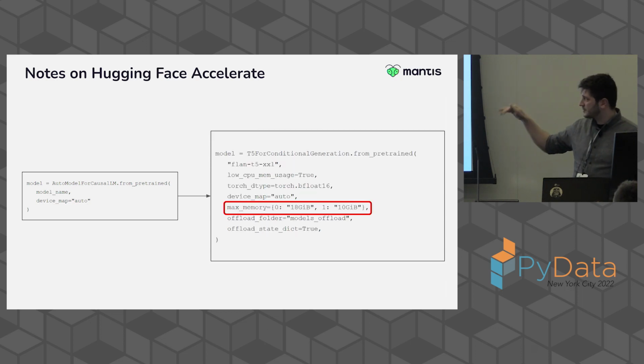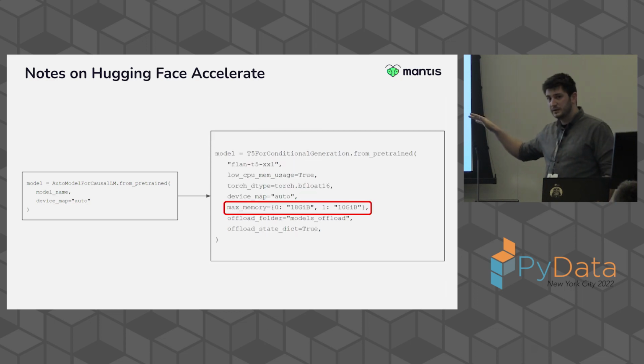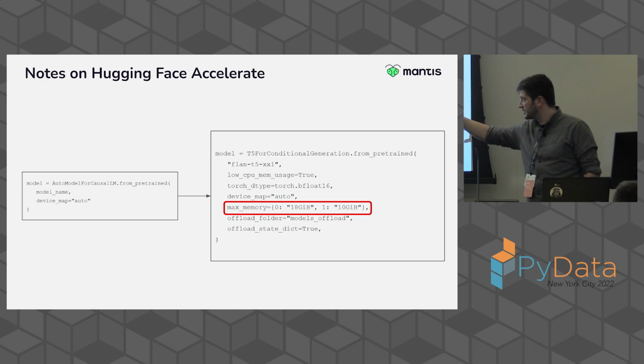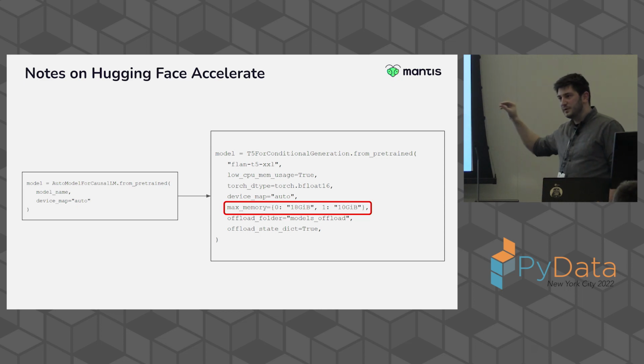But this has actually been sorted quite a bit recently. Now you just have to do this max memory thing and say for each GPU, hey, use just this amount, right? For example, in our case, this is a 2 GPU instance with 24 gigabytes each. And I said, leave 6 gigabytes for when you actually call the generate function.